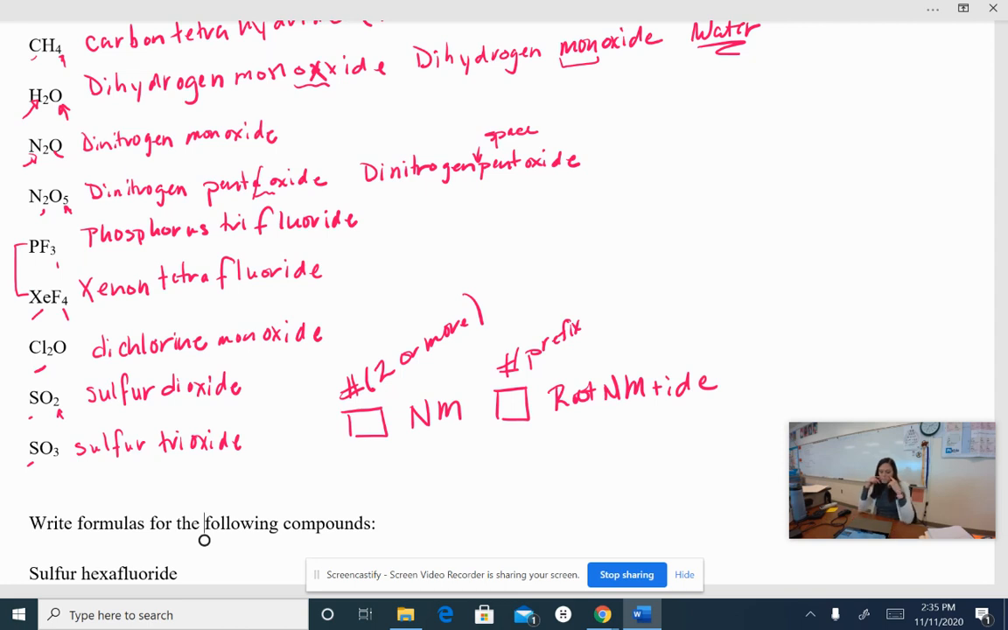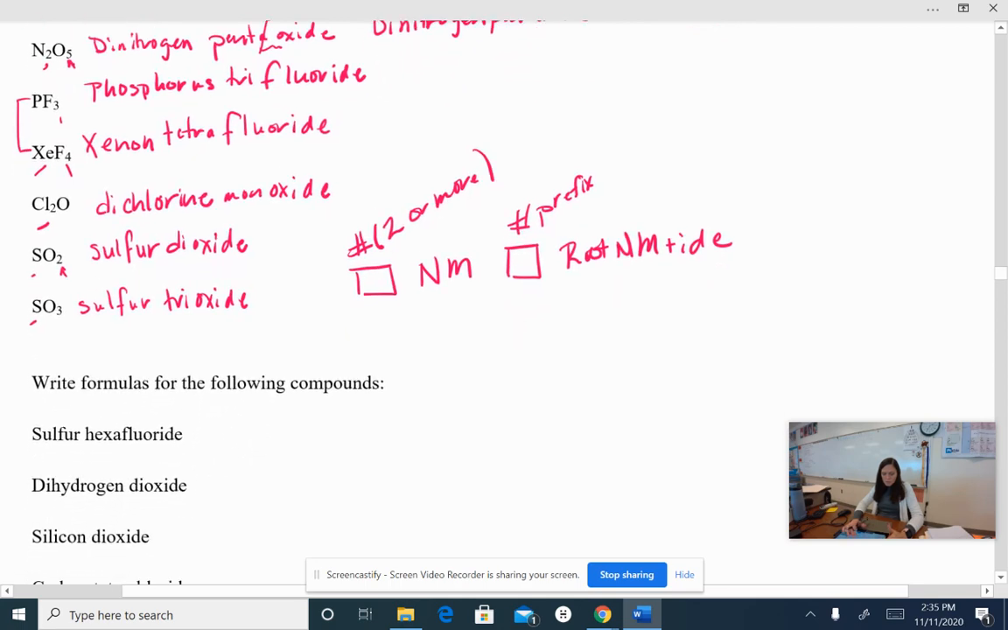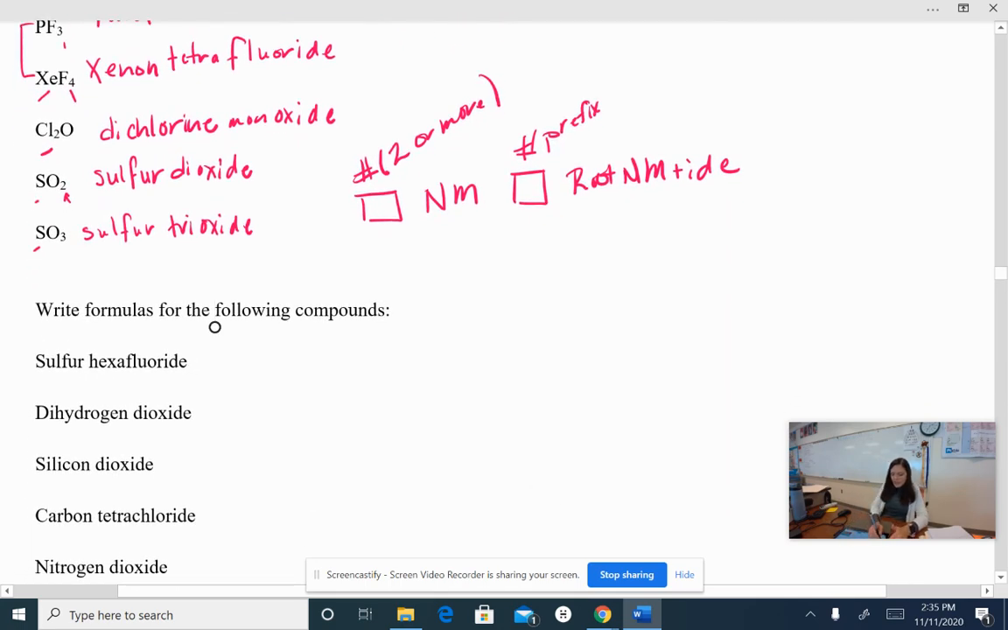Okay? So let's see if we can do it the opposite way. If I give you the name, can you give me the formula? Let's try that. So sulfur doesn't have a prefix in front of it giving us a number, so we know if there's no prefix, there's only one of them. So we know there's only one sulfur. And then hexa. Hexa means, did you say 6? Hopefully you said 6. We have 6. Fluoride is fluorine. So we have 6 fluorines.